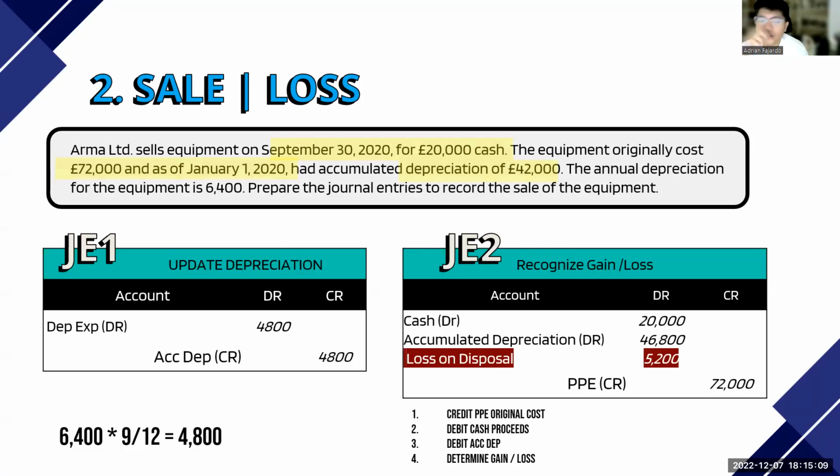Gets? So step 1, update depreciation. And then step 2, recognize gain or loss. Then please follow this procedure. Credit yung PPE at original cost, debit cash at the proceeds, debit the accumulated depreciation. Please make sure it's updated. 42,000 plus 4,800. And then kung ano yung butas, if it's a debit, then that's a loss on disposal. If it's a credit, it's a gain on disposal.